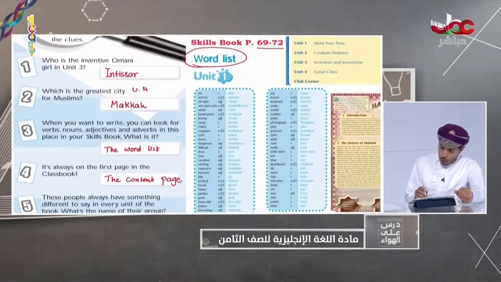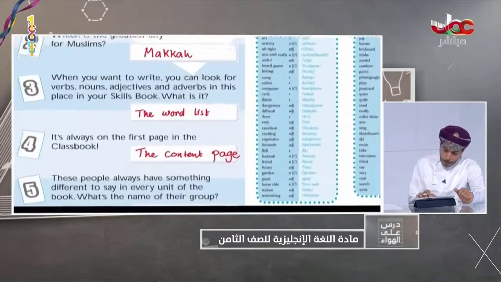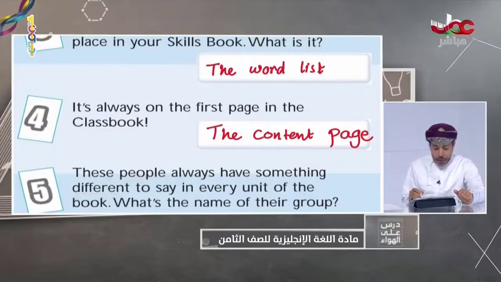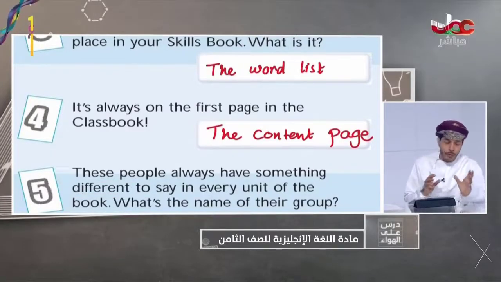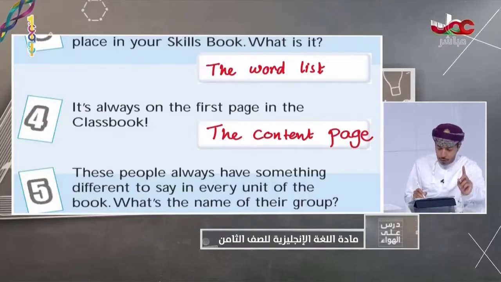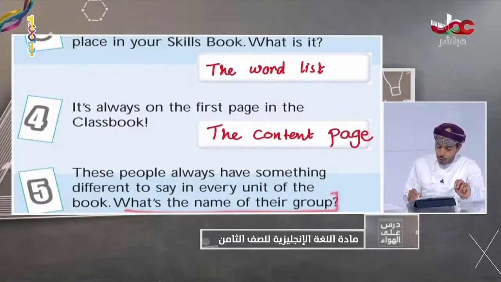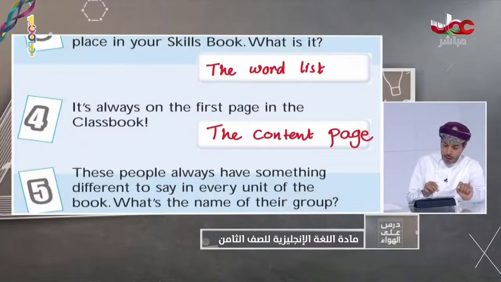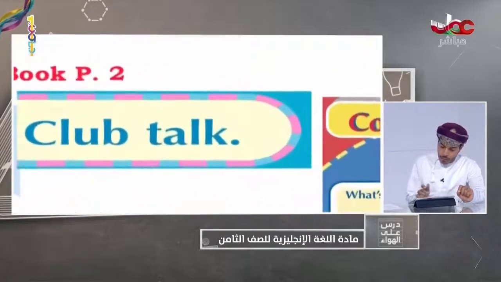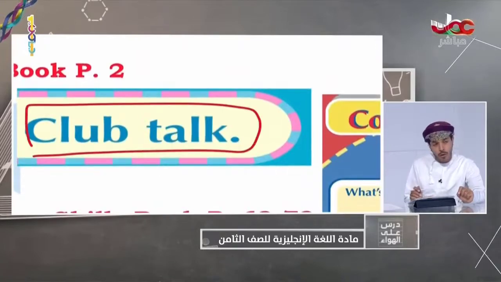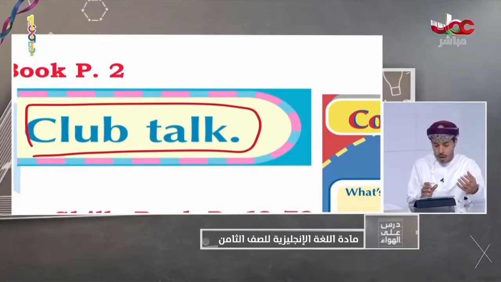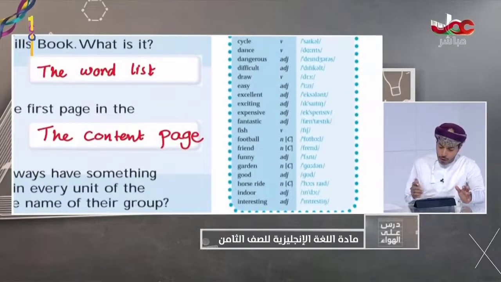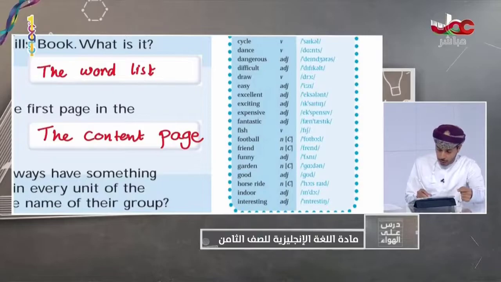And the last one, we can see what? Look at the fifth clue here. These people always have something different to say in every unit. So we are going to deal with different people who are going to talk in every unit of the book. So what is the name for their group? So here we are talking about the group's name of these people. So the answer here is what? They are called club talk. Okay, in the club talk we can find some students who are talking about different issues. So the answer for this one is going to be the club talk.